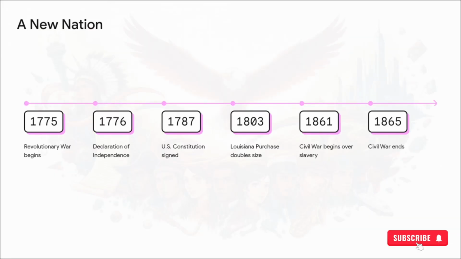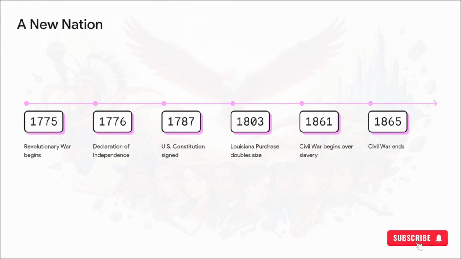Driven by British taxation and acts meant to crush self-governance, the Revolutionary War breaks out in April 1775. By July 1776, independence is declared, and in September 1787, the U.S. Constitution is signed. In 1803, the Louisiana Purchase literally doubles the size of the nation, kicking off an aggressive wave of westward expansion fueled by Manifest Destiny.